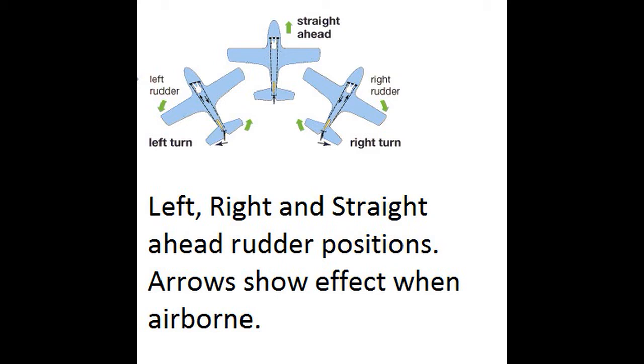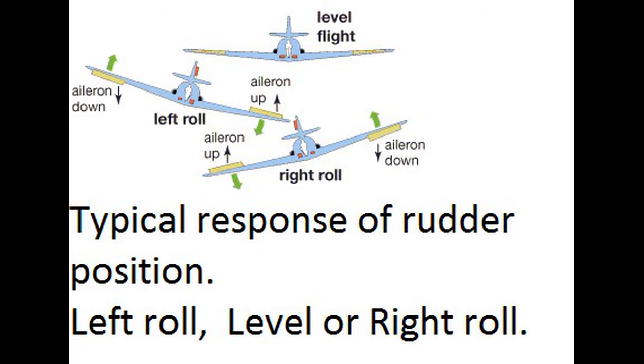The picture we see here shows the rudder in various positions, left, right, and center, and the effect it has on the fuselage or the plane. Once it is airborne, it'll either turn right, turn left, or go straight if it is set straight. Now this is the typical setting. Typical effect of the rudder position is, if we turn left, the plane would roll left or tip over, whereby one wing is higher than the other, or if we roll right, the left wing will be higher than the right wing, or banking, or if we go straight, both are level.